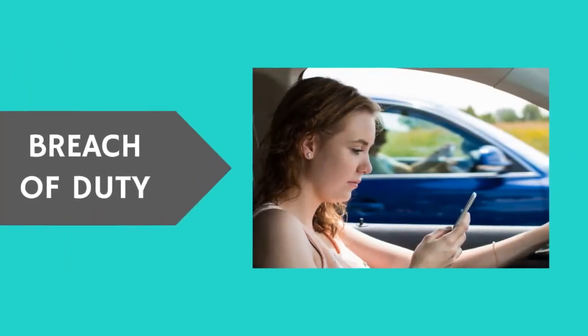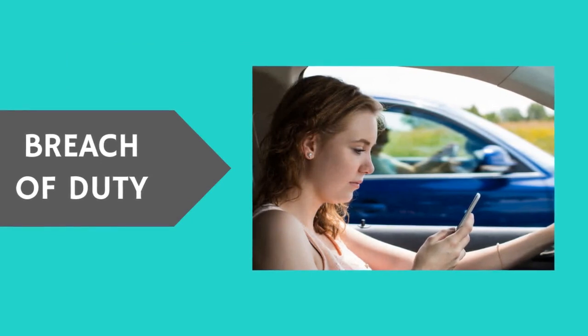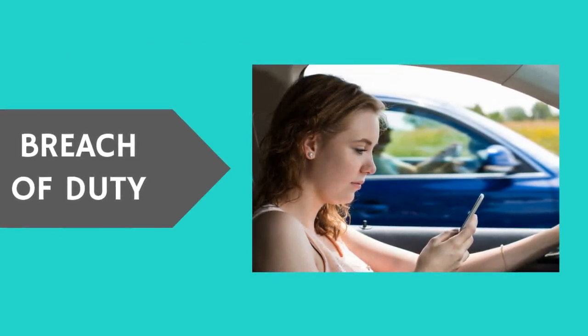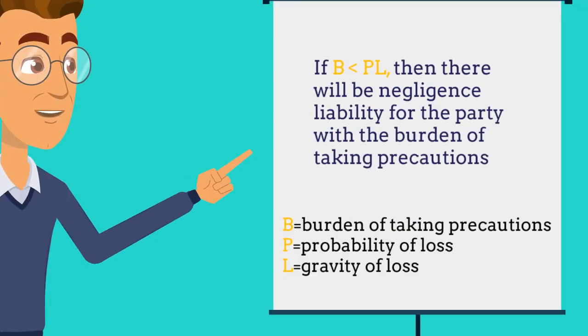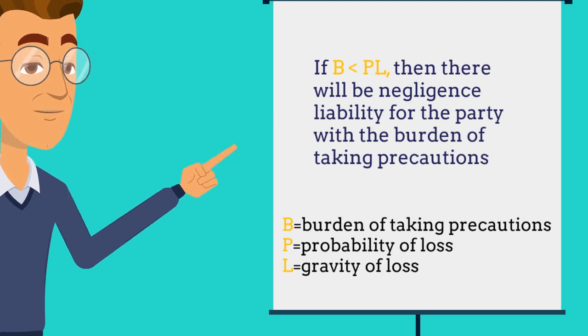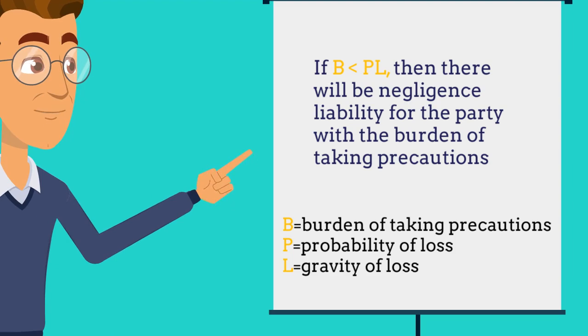When determining whether the defendant has breached a duty, courts will usually use the Hand formula created by Judge Learned Hand in U.S. v. Carroll Towing. For example, a vehicle does not allow enough stopping distance when approaching an intersection and strikes another vehicle that was stopped at a red light. If the burden of taking such precautions is less than the probability of injury multiplied by the gravity of any resulting injury, then the party with the burden of taking precautions will have some amount of liability.